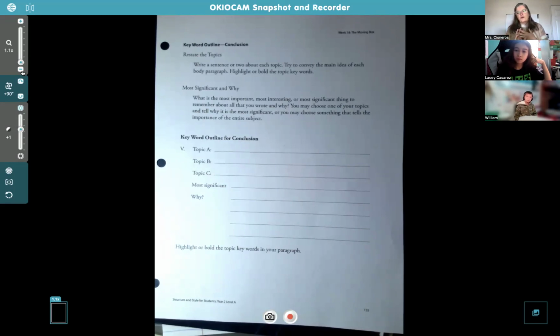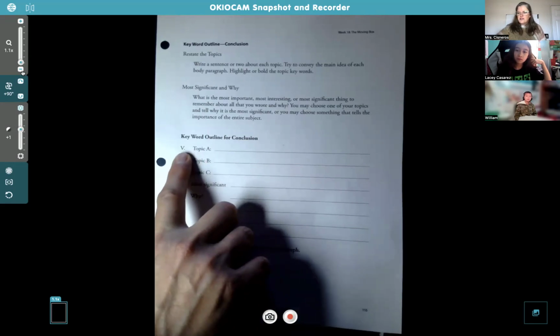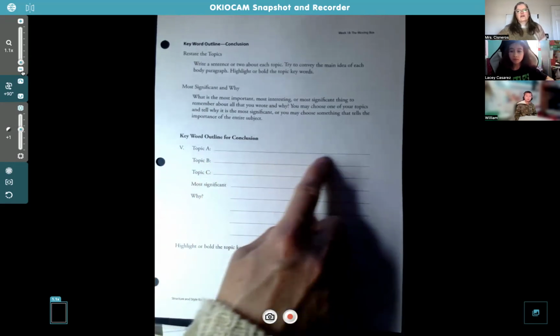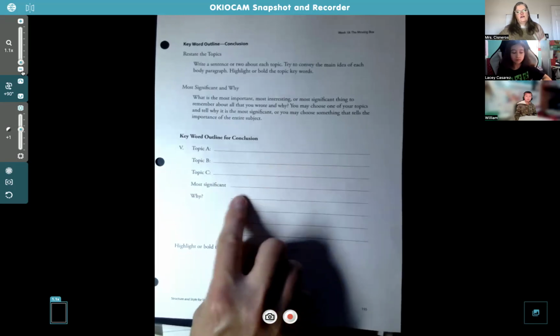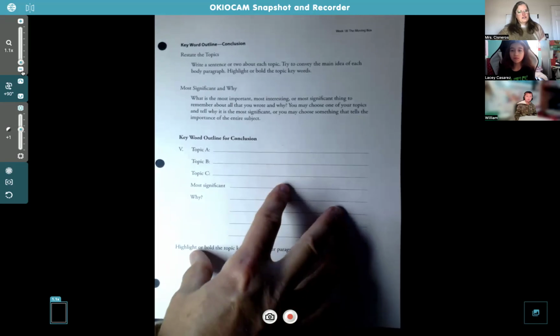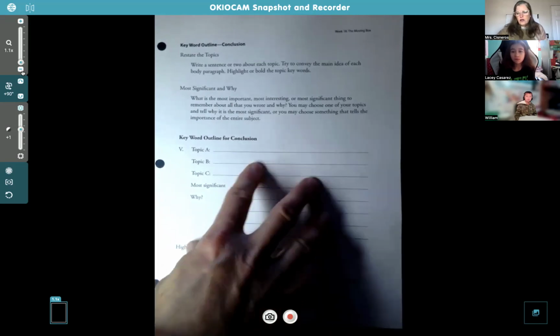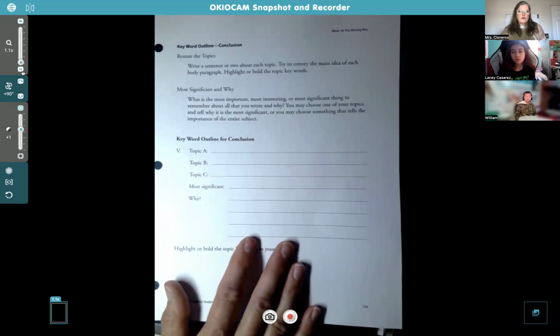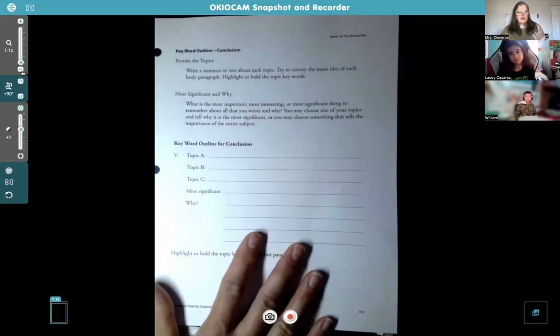So you have your 3 body paragraphs, and now we're going to work on the conclusion. And this is a Roman numeral 5 here, that V. So this is going to be your keyword outline for your conclusion. This time for this template, I'm going to have you write out complete sentences just so that you can have it ready for writing your paragraphs on this page.